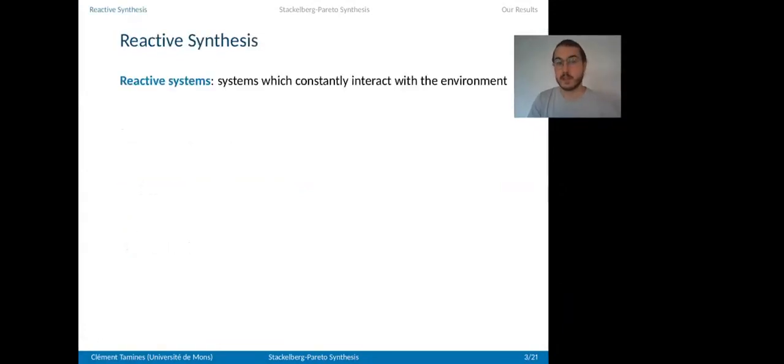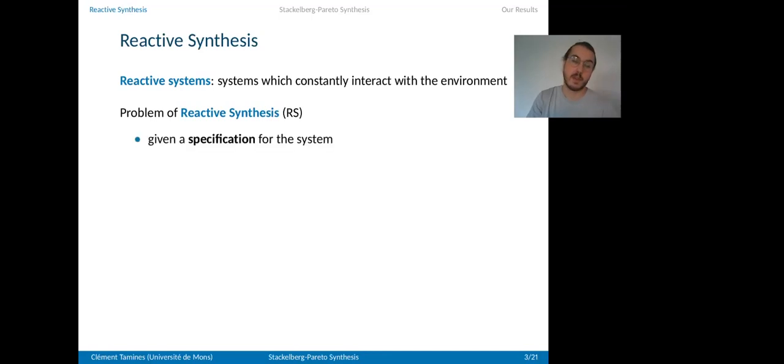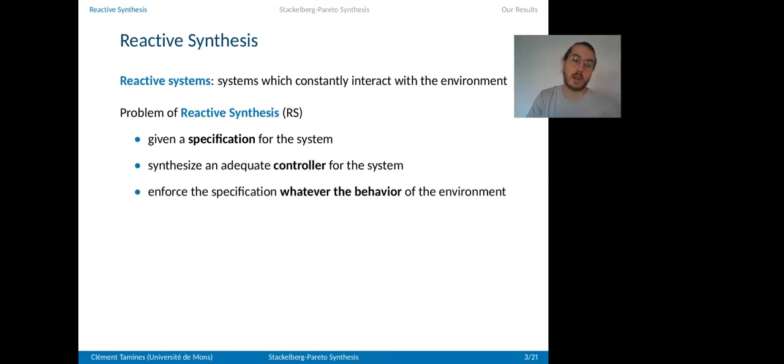Reactive synthesis deals with reactive systems, which are systems which constantly interact with the environment and must react to the events produced by that environment. The problem of reactive synthesis is stated as follows. Given a specification for the system, describing what the system should achieve, we want to synthesize an adequate controller for the system, describing how the system should behave, and we want to enforce the specification whatever the behavior of the environment. So no matter how the environment behaves and the event it produces, we want the specification to be satisfied.